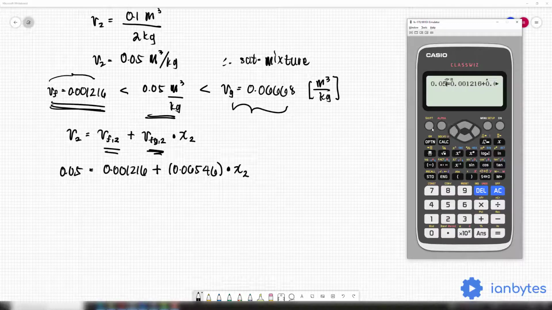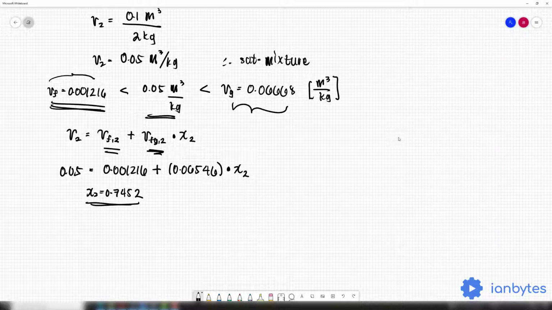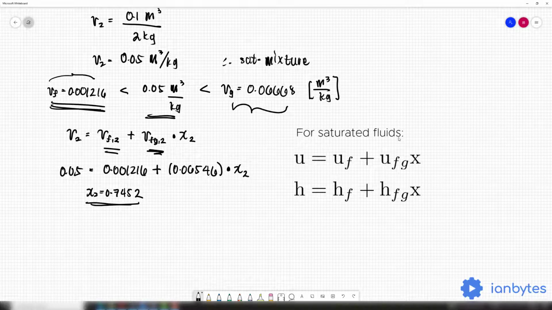Okay? Press shift and then press solve over here, and then input a number that is between 0 and 1. So in this case, sabihin natin 0.5. So press equals, and then you have 0.745. So this is the value of our x2. Bakit natin sinolve ang quality at state 2? Because I just mentioned that the formulas that I'm gonna flash again on the screen are applicable and will help us find the value of the internal energy at state 2. That is U2 is equal to Uf at 2 plus Ufg at state 2 multiplied by the quality x2.